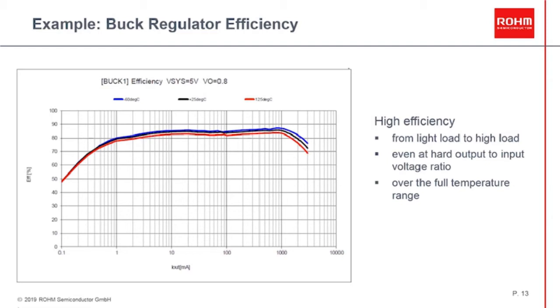In this graph, the input voltage, as an example, is at 5 volt and the output voltage is just at 0.8 volt. Furthermore, you can see that even for a very wide range of temperature, in this example, minus 60 up to 125 degrees, the efficiency behaves pretty much the same.